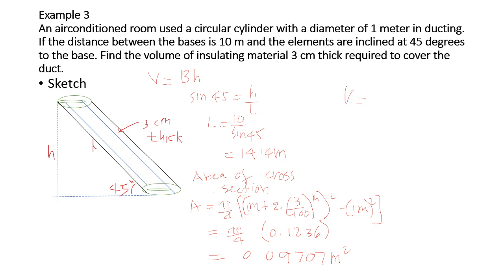So volume equals area times the height, equivalent to 0.09707 times 14.14, simply equivalent to 1.372 cubic meters.